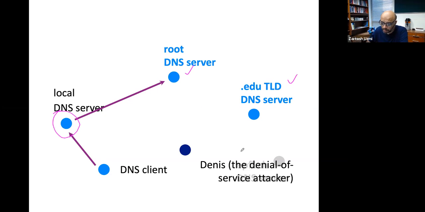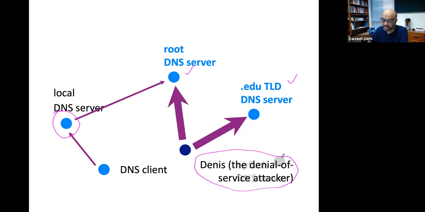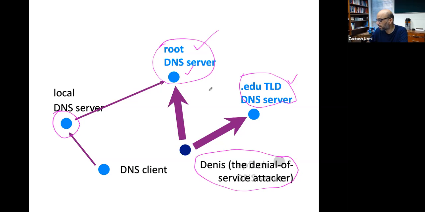So somebody, this denial of service attacker, it's not the impersonator. This is a denial of service attacker. This will send a huge amount of traffic to the root DNS server and the TLD DNS servers. This kind of attack will make the root DNS servers very busy and the TLD servers very busy, and these will not be able to respond to your local DNS servers in time. Okay, the denial of service attack on root DNS servers has not happened yet.